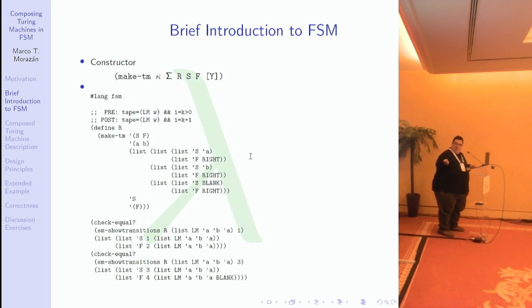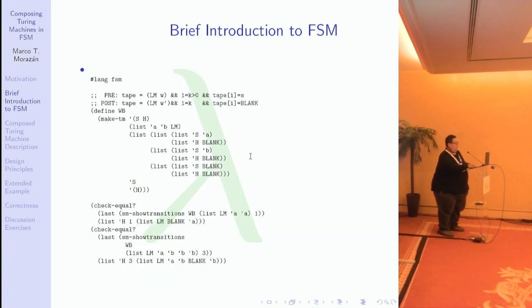No matter what state you're in, if you read an A, a B, or a blank, you simply move to the right and go into the final state F. That will move the machine 1 to the right. Then students can write unit tests. For example, we can show the transitions of our right machine on this input, and they can see that it goes through those 2 transitions.